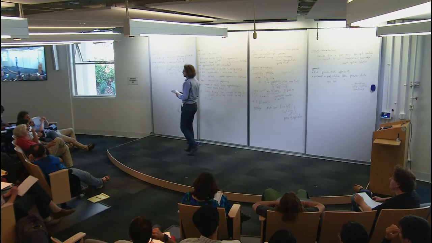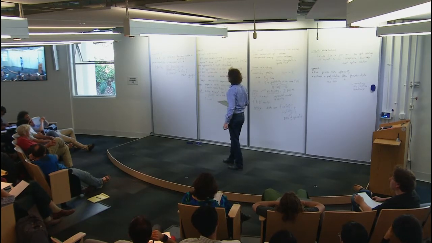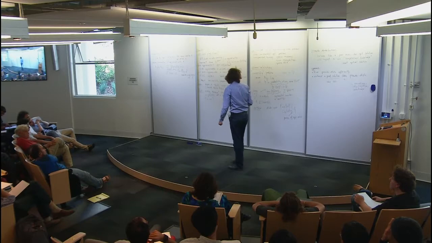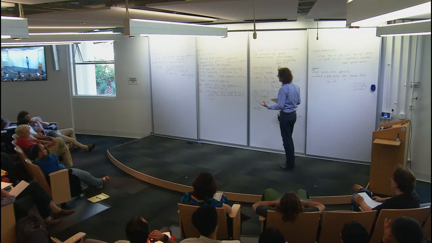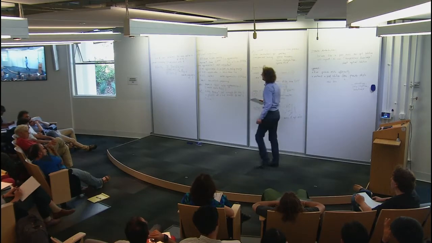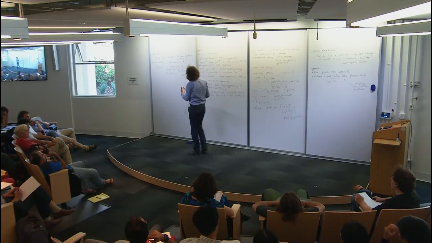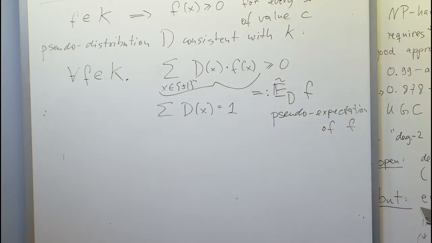So pseudo expectation differs from an expectation because d could be positive or negative? Yes, exactly. So that's what we dropped. We no longer require that d is non-negative everywhere. But we keep the condition that d sums up to 1, and instead of non-negativity everywhere, we just require that these pseudo expectations are non-negative for functions that we know to be non-negative on optimal solutions.